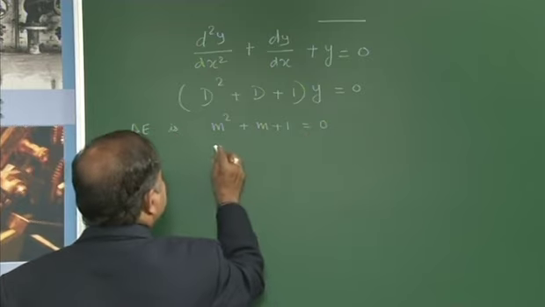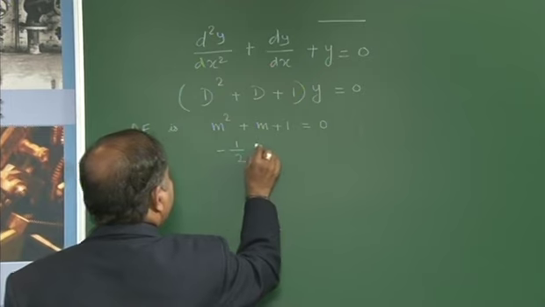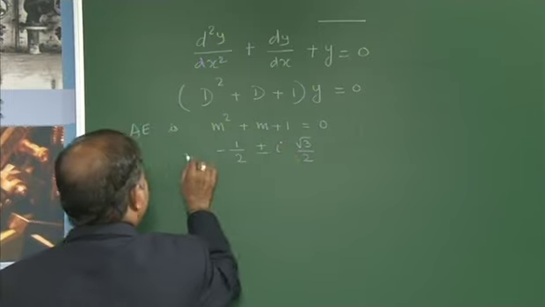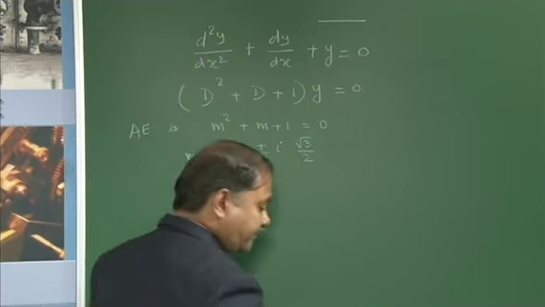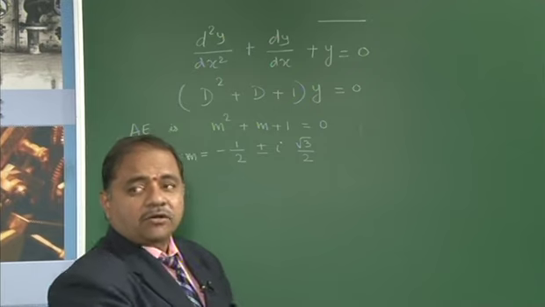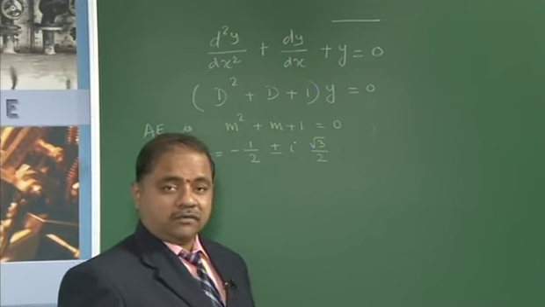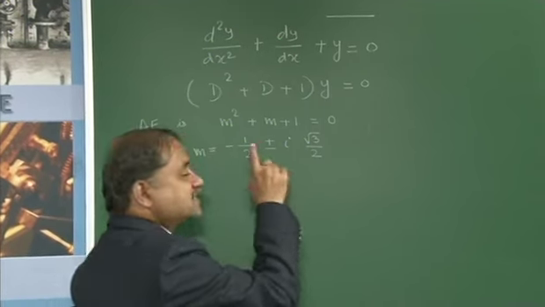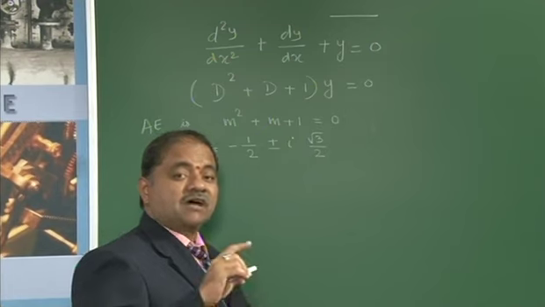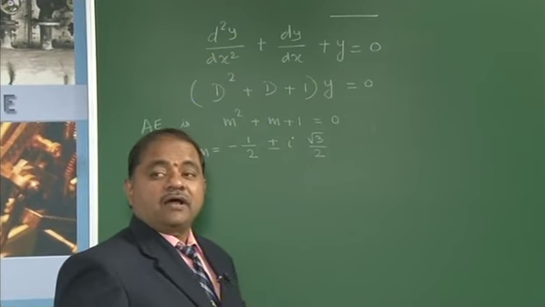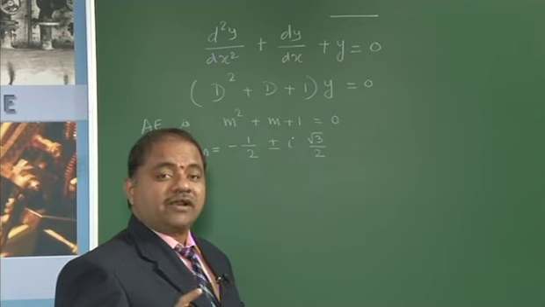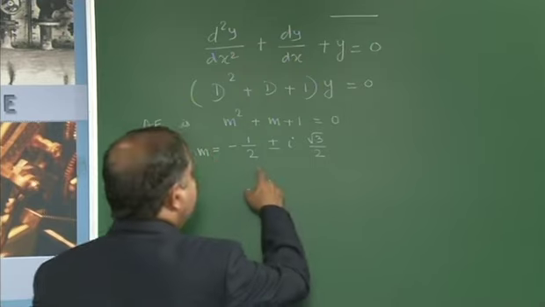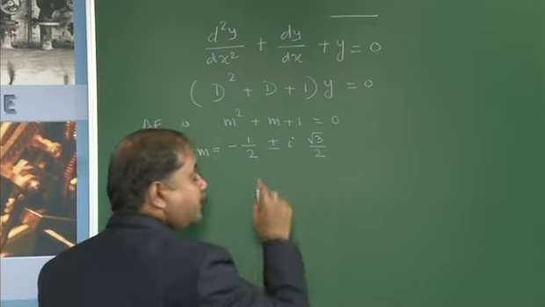Use calculators, you will find the roots: minus 1 by 2 plus or minus i root 3 by 2. These will be the values for m. You can use any method, whether the factorization method or the calculator. In the calculator it will show minus 1 by 2 plus i root 3 by 2 as one root, then minus 1 by 2 minus i root 3 by 2 as another root. As you know, complex roots occur in conjugate pairs, so we have to write in that form. This is our m1 value plus or minus i m2 value.